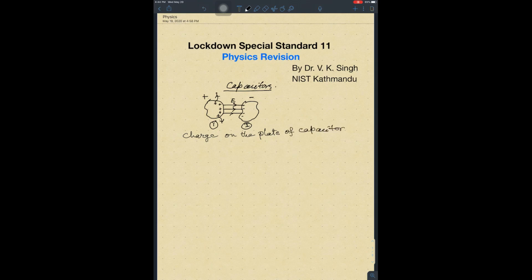Actually the net charge on the capacitor is 0, but charge on the plate of capacitor means charge on the positive plate of the capacitor. In this arrangement of conductors, what we have observed is that some lines of force are wasted.